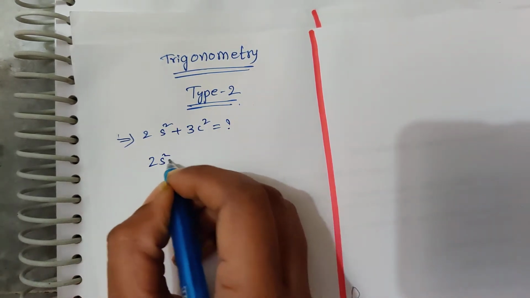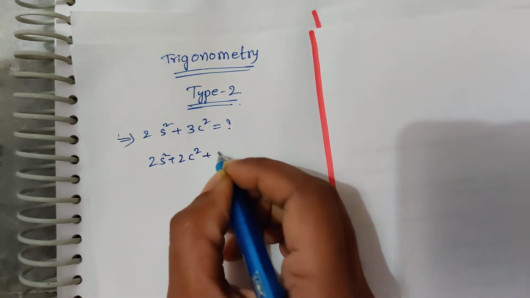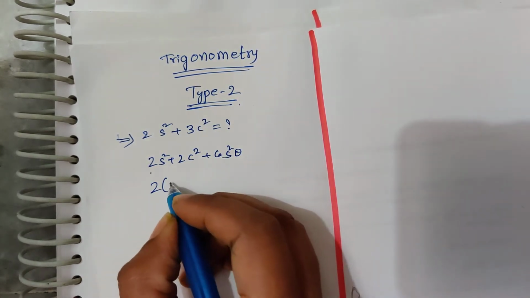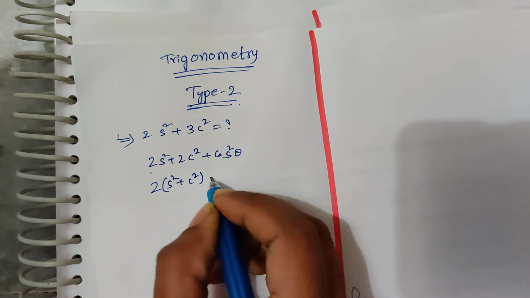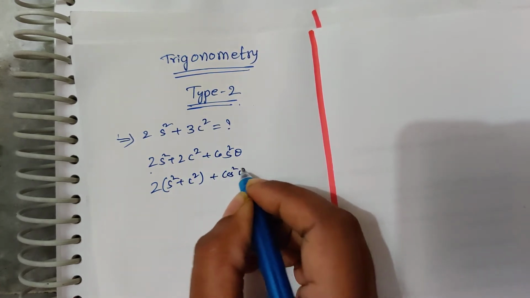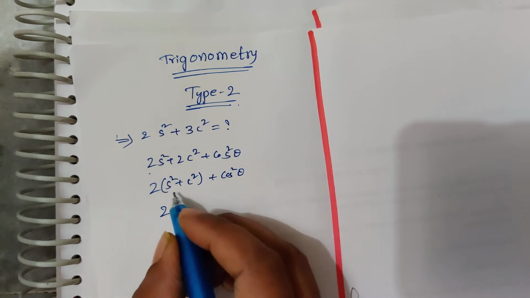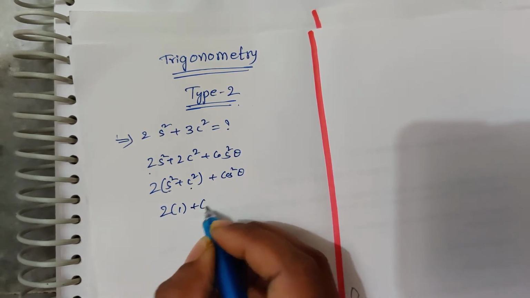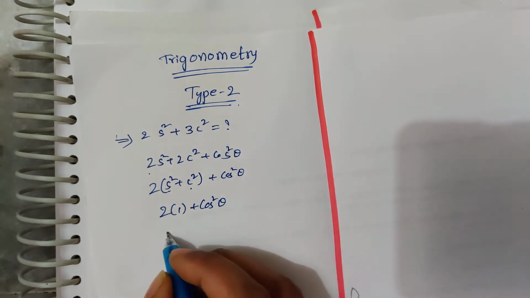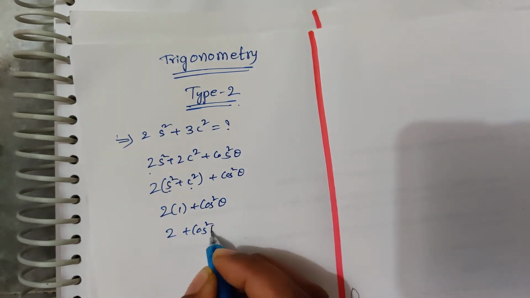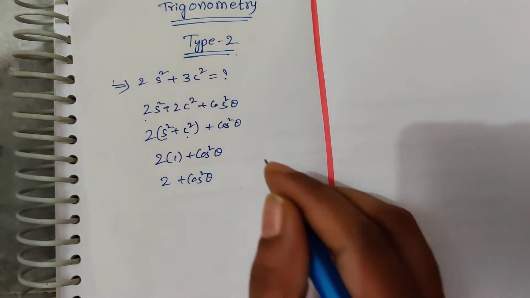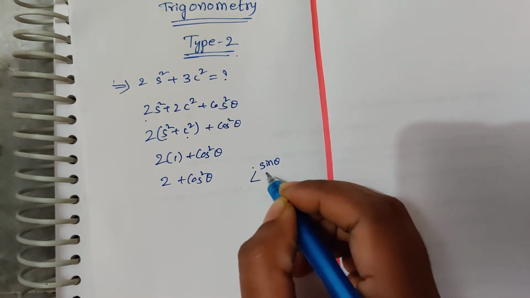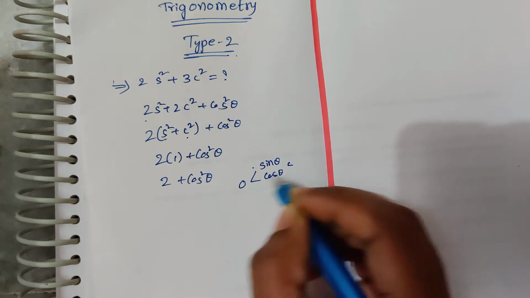Here we have 2 sin square theta plus 2 cos square theta plus cos square theta. If we take 2 common, we get 2 times sin square theta plus cos square theta, plus cos square theta. Sin square theta plus cos square theta is 1, so 2 into 1 plus cos square theta, that is 2 plus cos square theta. As we all know, sin theta and cos theta always lie between 0 and 1.